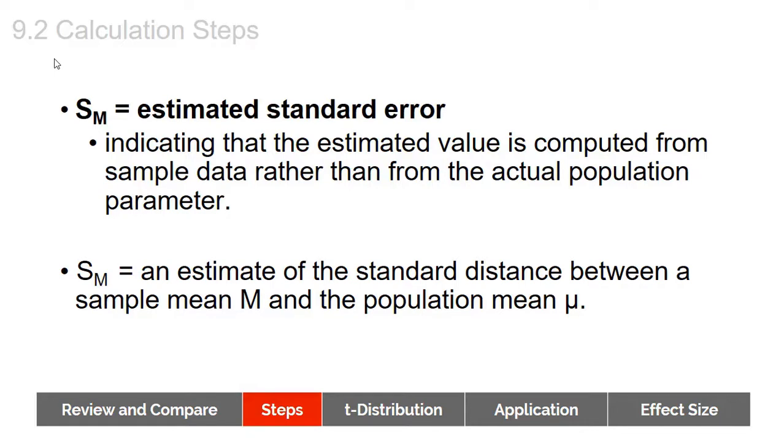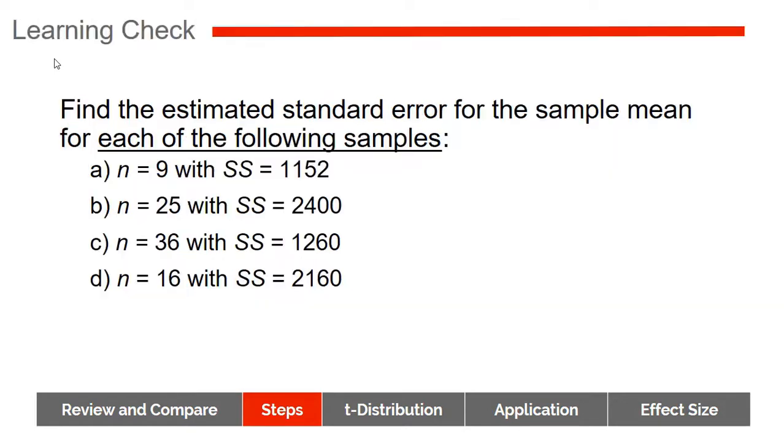Again, S subscript M is an estimate of the standard error. The estimated value is computed from sample data rather than the actual population parameter. We don't know the population standard deviation or the population variance, and so we're estimating it. So it's an estimate of the standard distance between any sample mean and the population mean. We've got these unlimited means that can be drawn from a population and put on the distribution of sample means. There's a standard distance between those means and the distribution, and that's estimated using our estimated standard error.